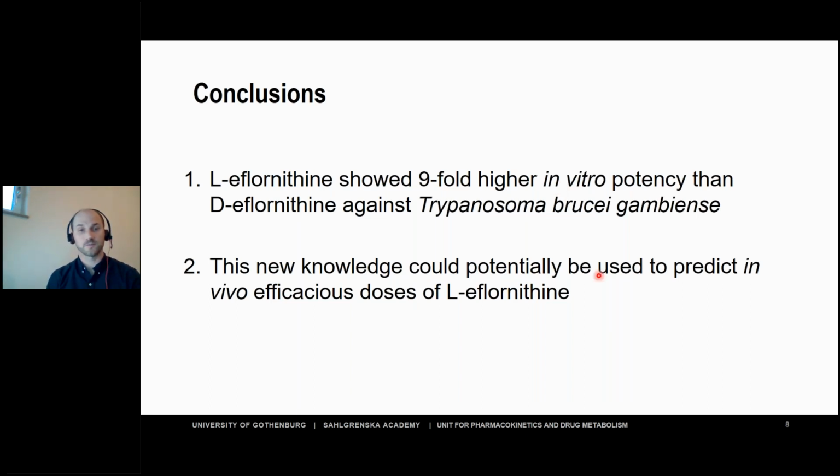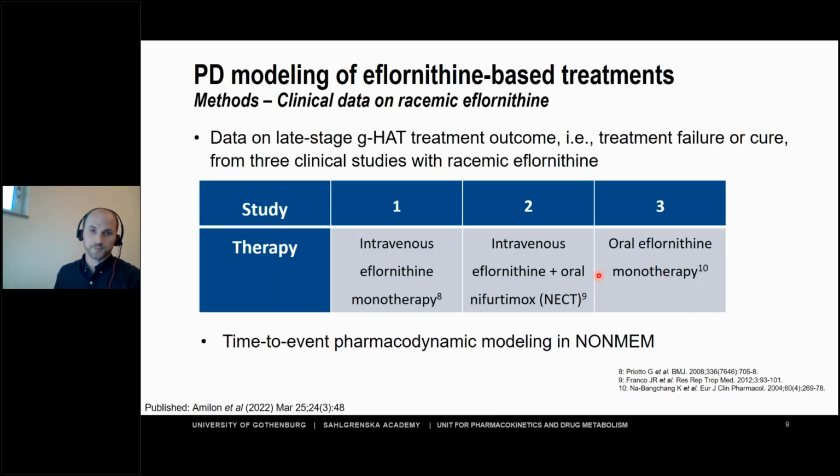So moving on to the second part, where we look at the PD modeling. Here we have data from 3 clinical studies. And in the clinic, it's only racemic eflornithine that is currently used. In one of the studies, racemic eflornithine was dosed intravenously as a monotherapy. And in the second study, we had intravenous eflornithine together with nifurtimox. So this is the NECT, the nifurtimox-eflornithine combination treatment, and nifurtimox is dosed orally in this study. And then we have a third study where racemic eflornithine is dosed orally.